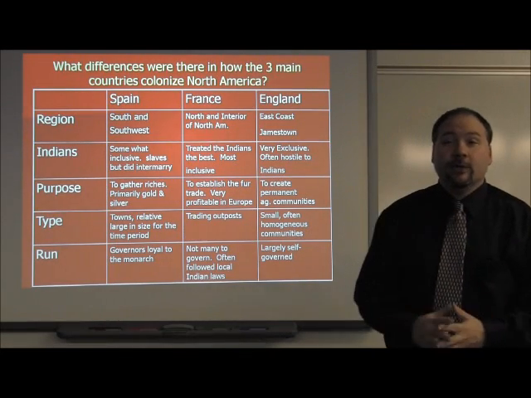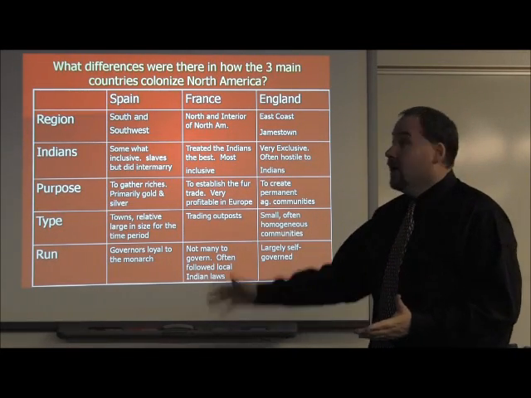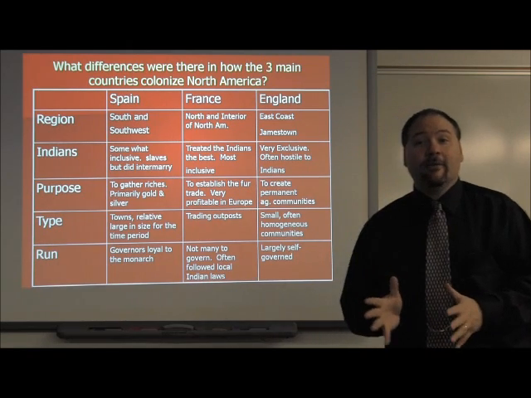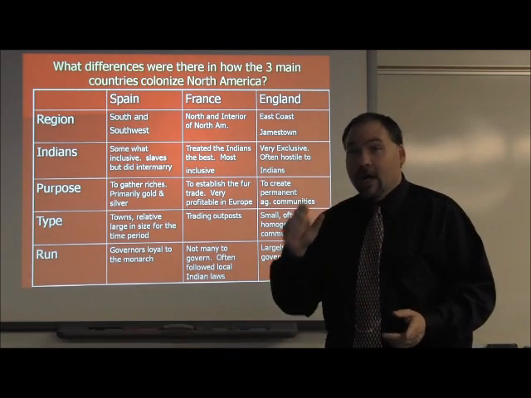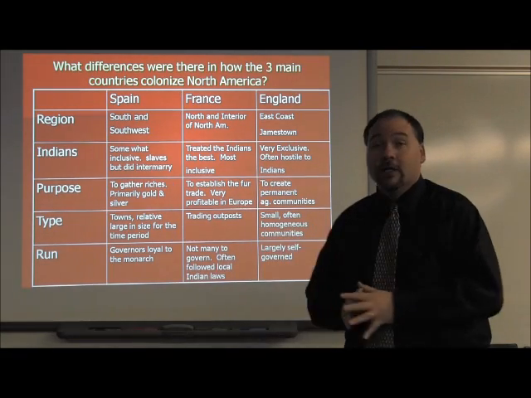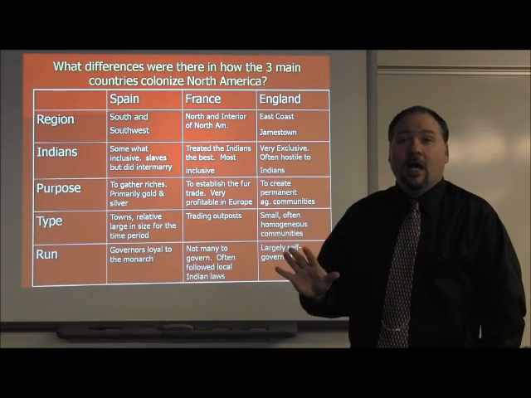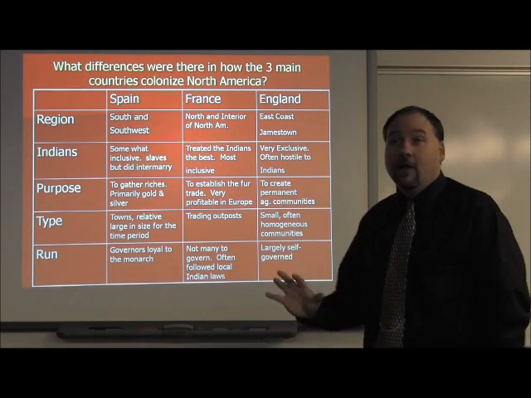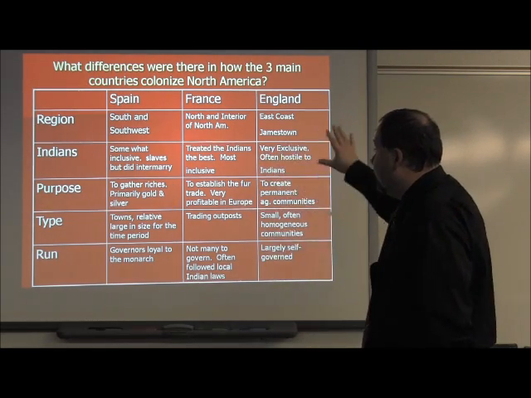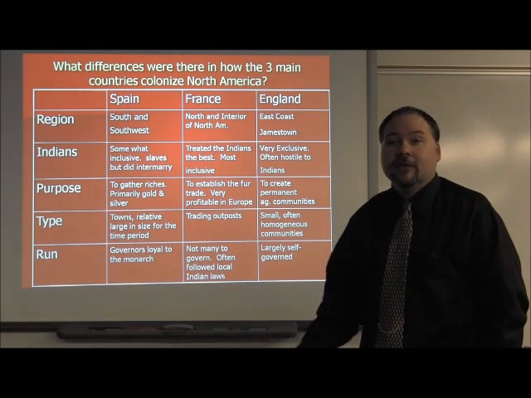Okay, well this is part 2 of Unit 1 notes, and you see this on the board. I don't want you to panic about this. I'm going to give you a copy of this for your own notebook in class. But this is a kind of a chart that talks about the colonies or settlements of the 3 main countries that colonized North America, being Spain, France, and England, and some of the differences between them.